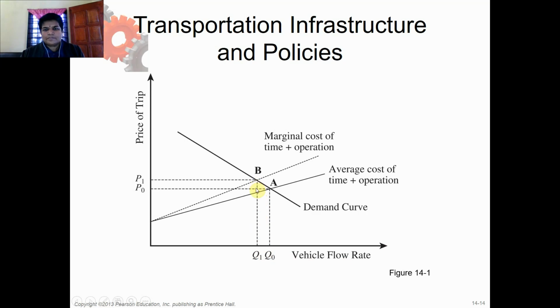This line is for your average cost of time plus operation. This line is for your marginal cost of time and operation. This is your demand curve.